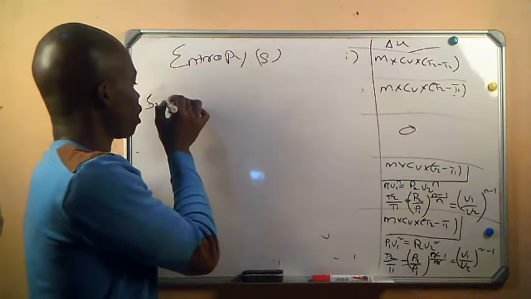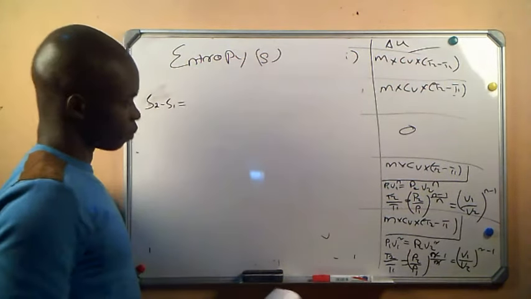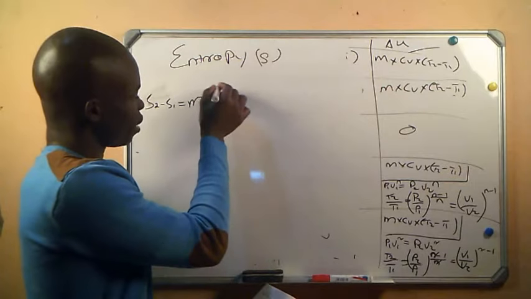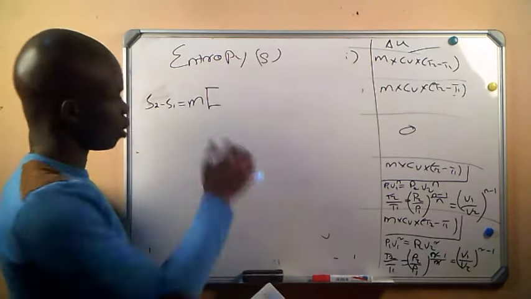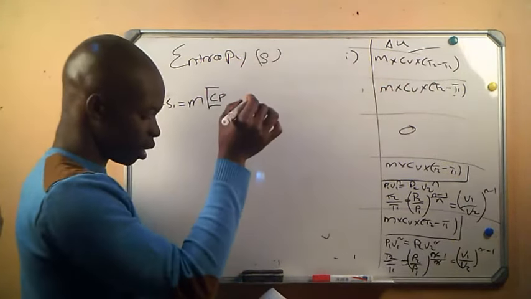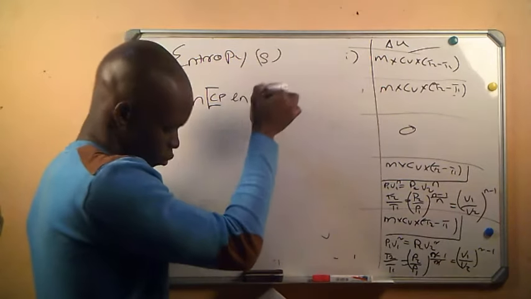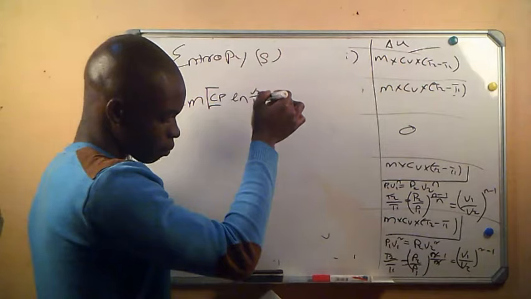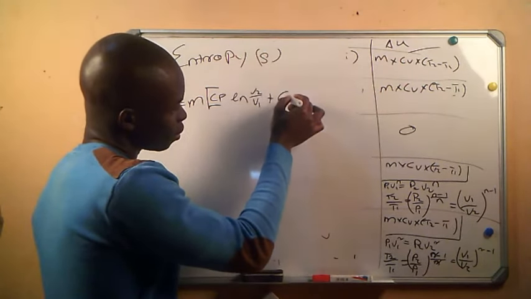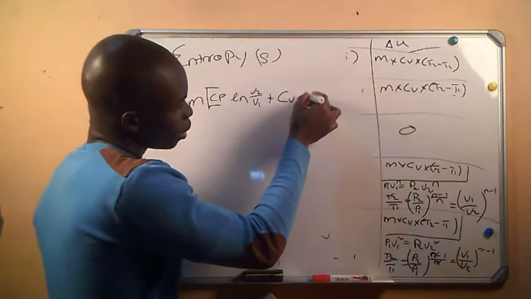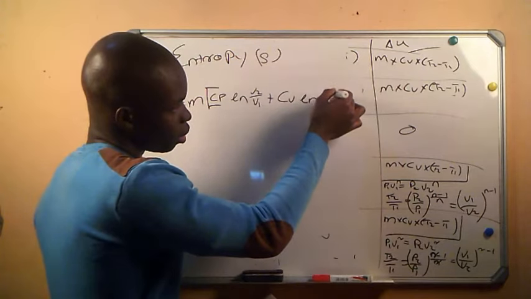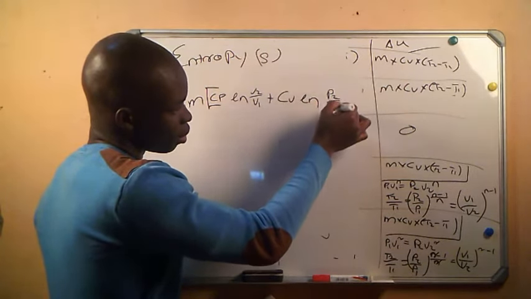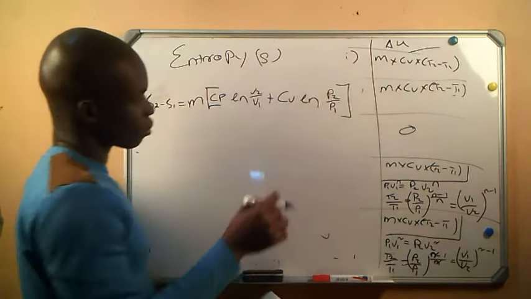S2 minus S1 is equal to m. These are our two equations. We only have two of them, and then we are done with entropy. m (Cv ln T2 divided by T1 plus R ln V2 divided by V1) plus Cv ln P2 divided by P1.